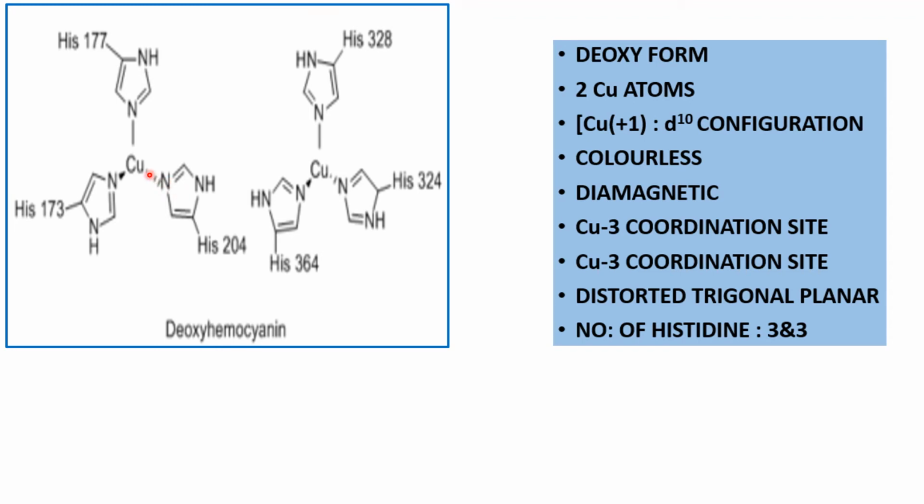That is, each copper is attached to three nitrogen atoms from the corresponding histidine units, and this copper atom is also attached to three nitrogen atoms from the histidine units. So it's a three coordination one. Coordination number is 3 here for each copper atom. So it has a distorted trigonal planar structure. Number of histidines for each copper atom is 3. So the total is 3 and 3 here.